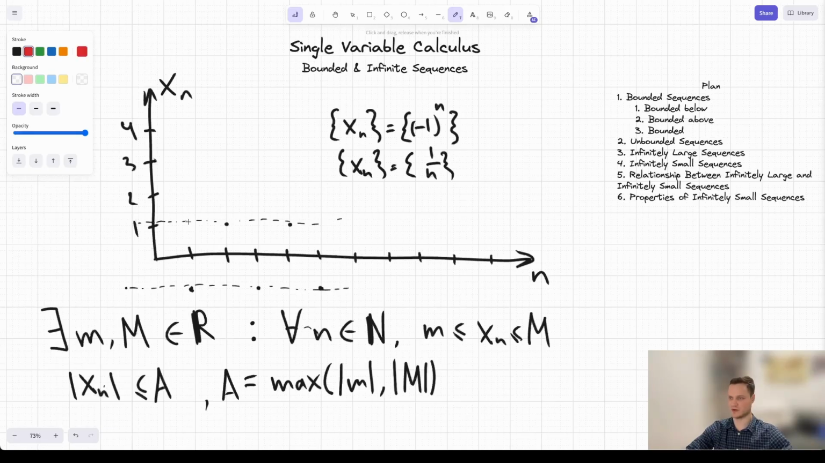So at the value of 1, this is 1. At the value of 2, this is 1/2. At the value of 3, this is 1/3. And so on. This will be bounded by 1 from above and by 0 from below. And overall, this sequence is bounded from both sides.